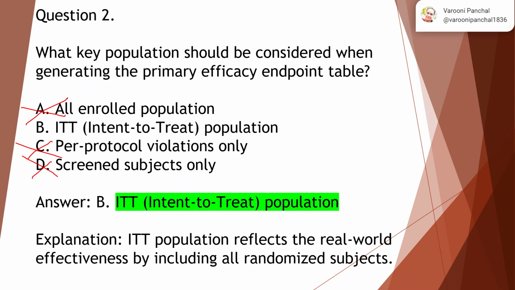So the correct answer is ITT, intent to treat population. Now this population reflects the real world effectiveness by including all randomized subjects. Hence this population is used to generate the primary efficacy endpoint table.